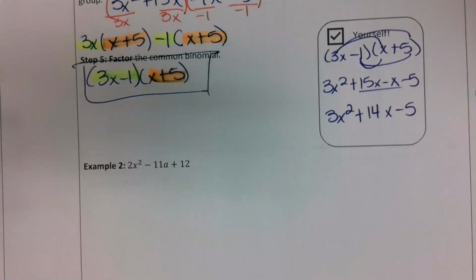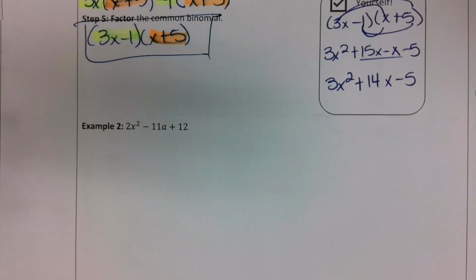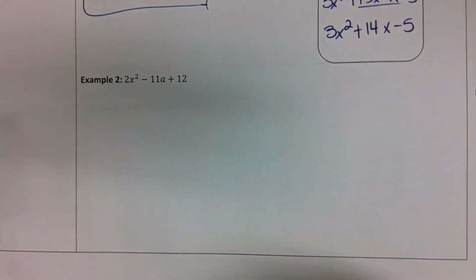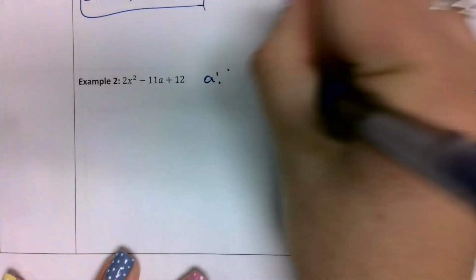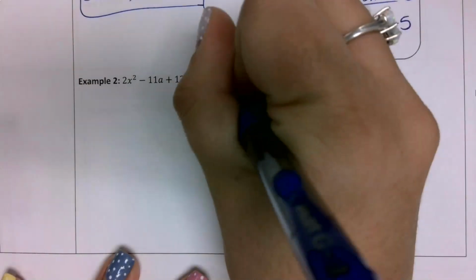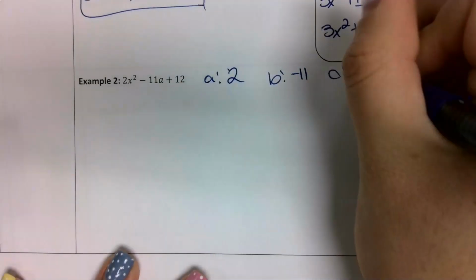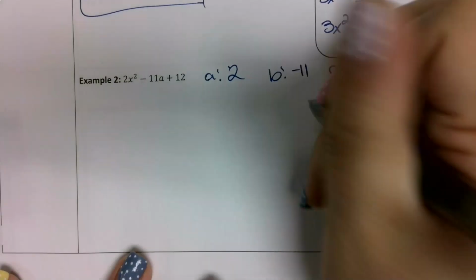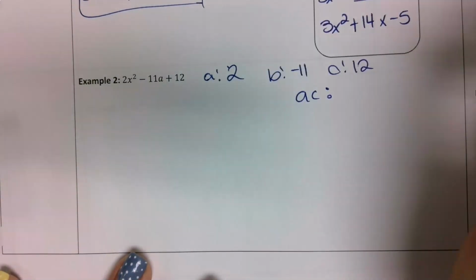Okay, so I'll do one more example with you guys. For number 2, what's the first step I want to do? Okay. So what are my A, B, and C values? Okay. Then what? So I want to take my A and C values and multiply those together. So I'm going to do 2 times 12.